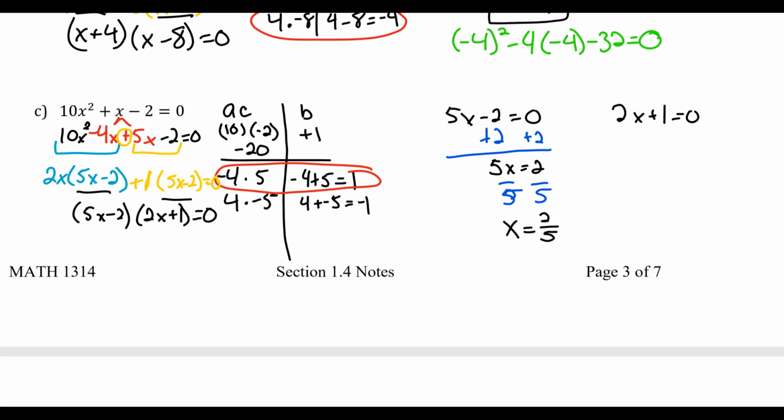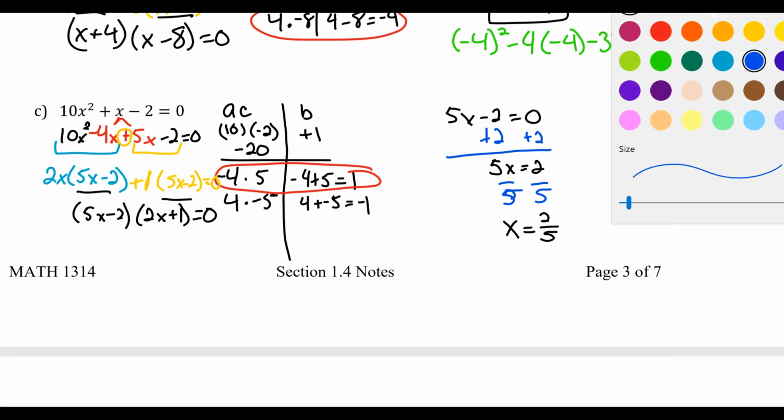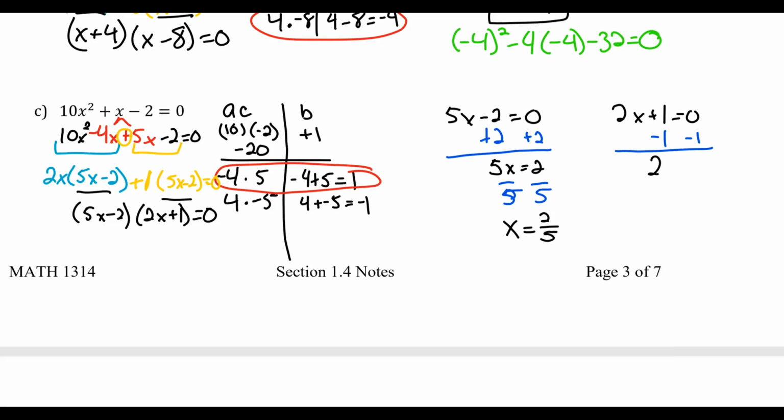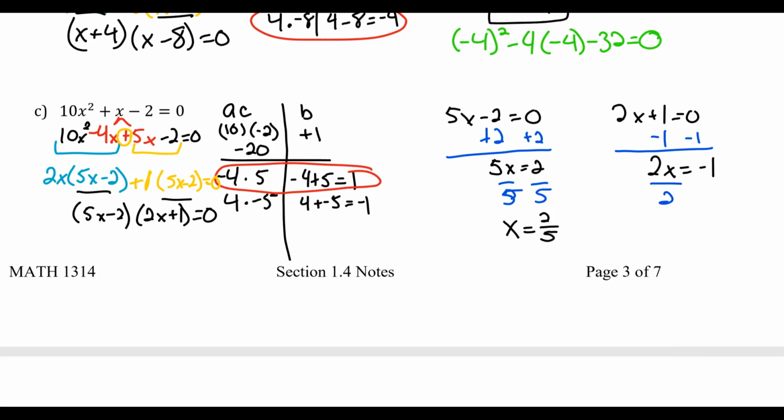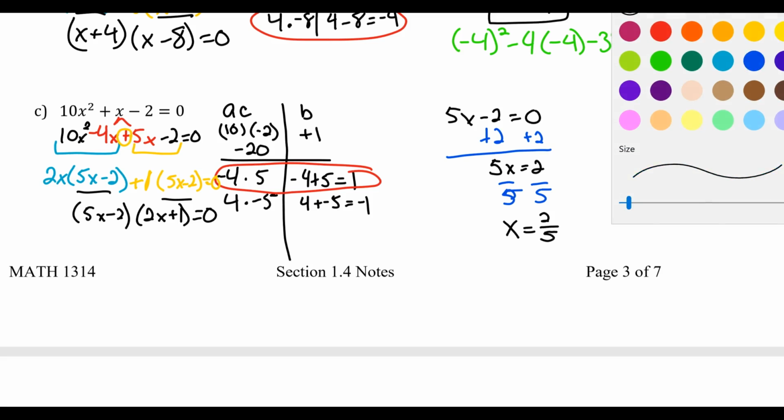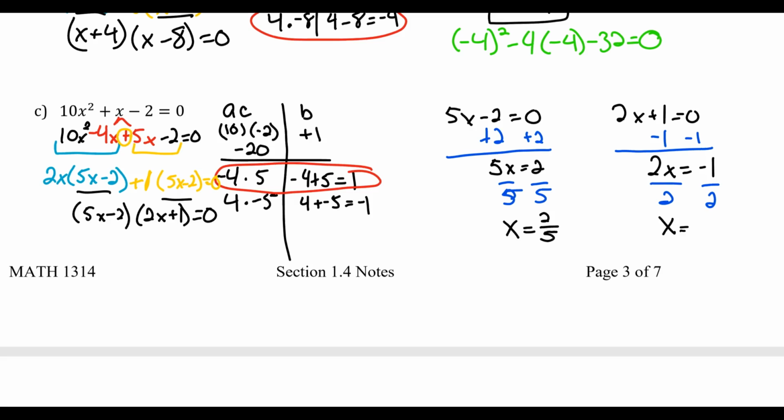I have to finish out this other part. So I'm going to subtract 1 from both sides. And I get 2x is equal to a -1. And I'm going to divide by a 2. Remember, it's always the number attached to the variable. And so I get that x is equal to a -1/2. And so here are my two answers.